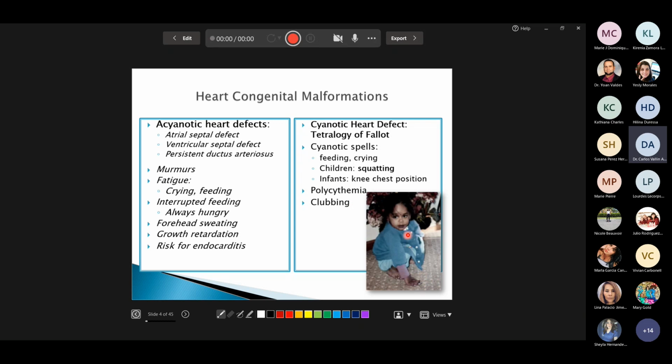You see that in certain moments when she is running, when she's playing, as girls, babies, children play, they are running, then they become very cyanotic. So she has a cyanotic spell. And you see that she adopts this position. This position is called squatting. Yes, she squats. So this is the trunk. This is the leg. This position will momentarily, transiently, decrease the blood return to the heart.